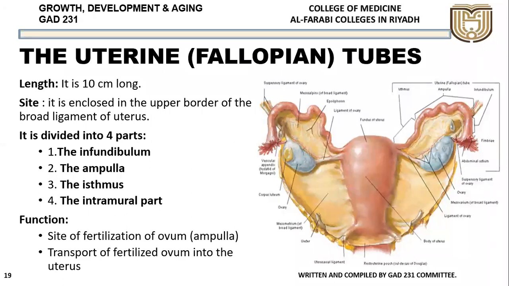Now coming to the functions, what is the function of the fallopian tubes? These tubes will transport the ovum into the uterus. First they transport the ovum from the ovary to the ampulla, and they transport the sperm to the ampulla, and this is the site of fertilization. So one of the most important functions of the fallopian tubes is that it is the site of fertilization of the ovum, which takes place here in the ampulla, and the fertilized egg is carried through this same tube back into the uterus.